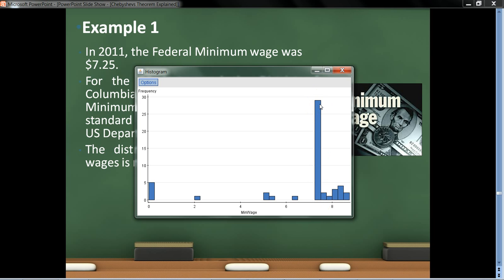Most states have exactly the same minimum wage as the federal government does. Some have a little bit higher, and 5 of them have no state minimum wage at all, and so some of them have lower values. Notice here the data is not triangular. It's not mound shaped. It's skewed left, negatively skewed.